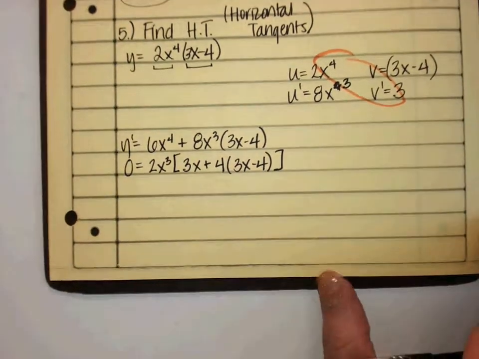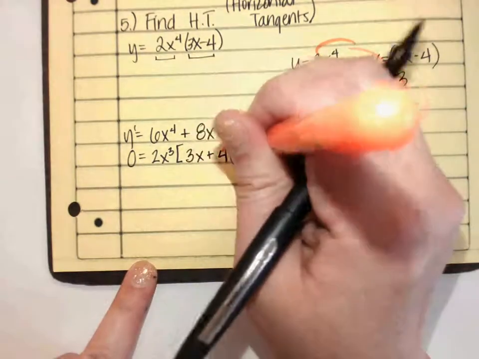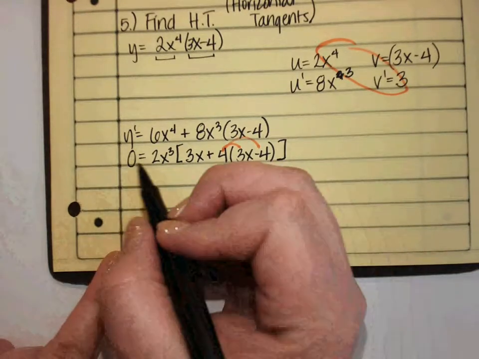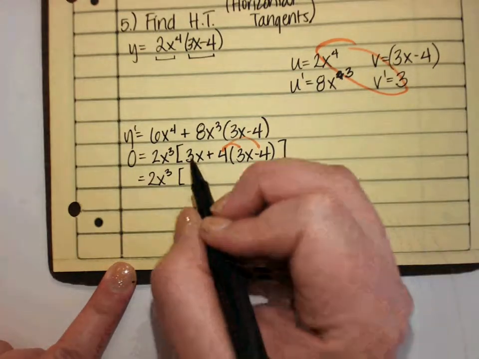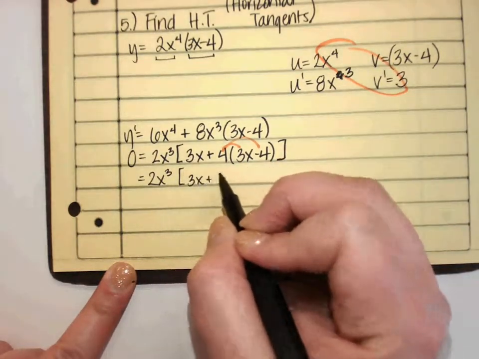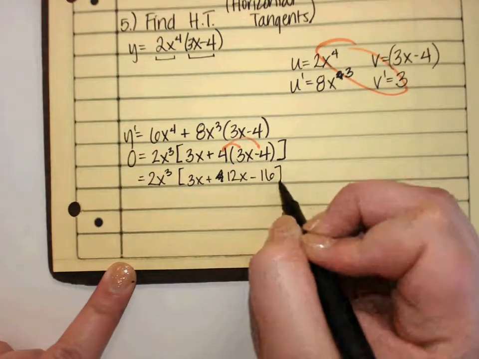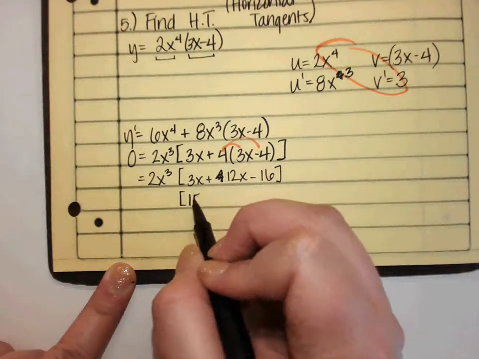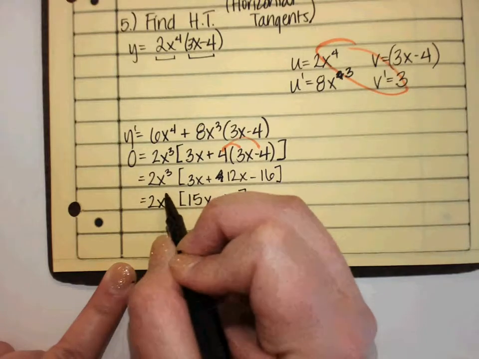Now in this case, what am I going to have to do before I can combine? In my bracket, you're going to have to distribute in here. And then after you distribute, you can combine and look for a GCF. So my initial thing is still a 2x cubed. Then I have a 3x plus a 12x, thank you, and then minus 16. 3x and 12x make how many? 15x minus 16.